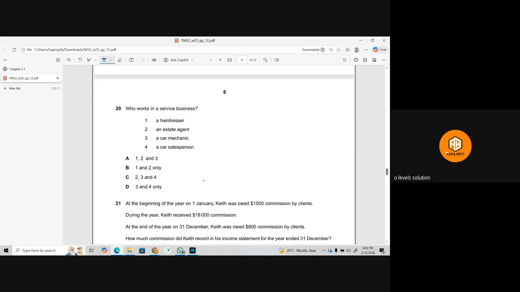Now read this one. Who works in a service business? A hairdresser, an estate agent, a car mechanic, a car salesperson. One is correct, an estate agent. Two is correct, a car mechanic. Three is correct, a car salesperson.